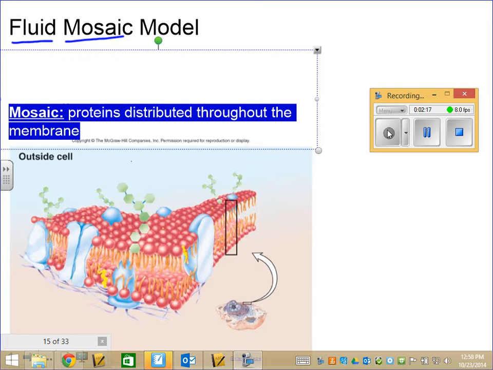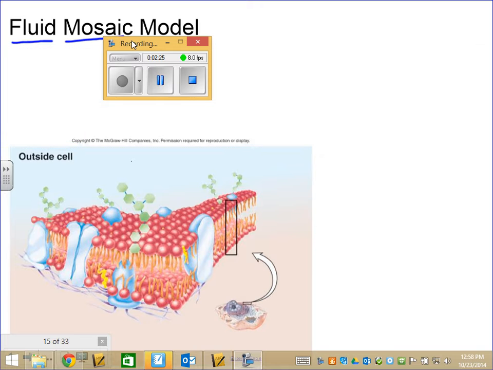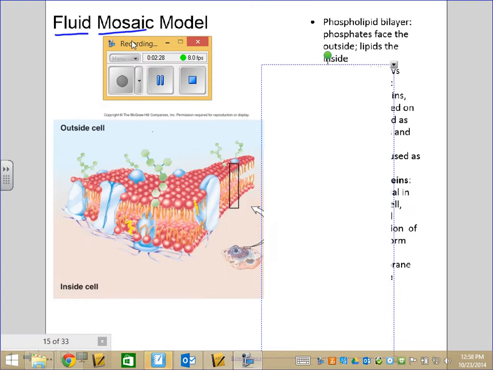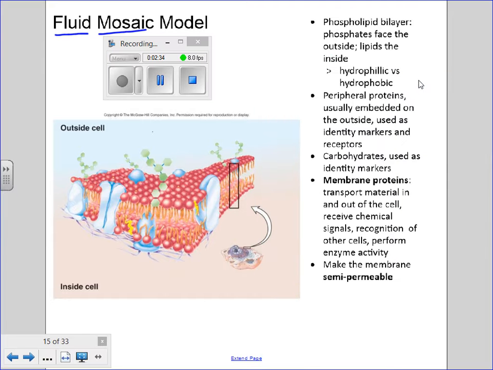So then what we'll do next is we'll talk about the things that are in this illustration so that you know what each component of the cell membrane is. So we have a few different pieces, and I'll explain each one of them in turn. The first piece is called the phospholipid bilayer. This section here is the phospholipid bilayer.